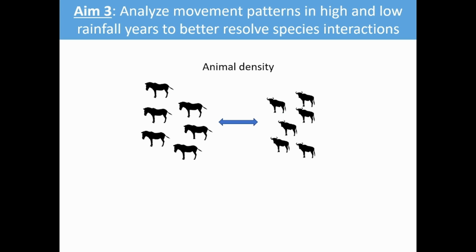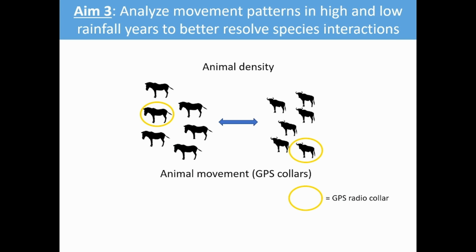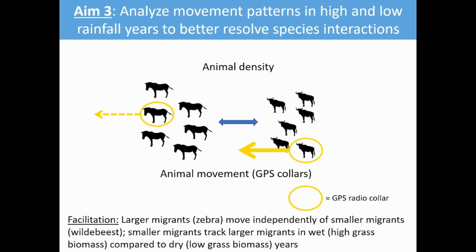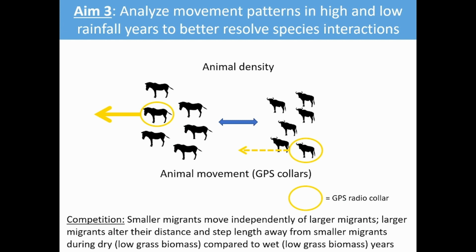Our third aim was to analyze movement patterns in high and low rainfall years to better resolve species interactions. The way we did that is we had known animal densities with animals that we could track in space and time, for example, using GPS collars. And then we tracked how they moved in relation to dense heterospecific herds. If facilitation was operating, we expected larger migrants to move independently of small migrants and smaller migrants to track larger migrants through time, but more so in wet years than dry years. And likewise, if competition was operating, we expected smaller migrants to move independently of larger migrants, and larger migrants to alter their distance and step length away from smaller migrants, especially during dry, low grass biomass years.